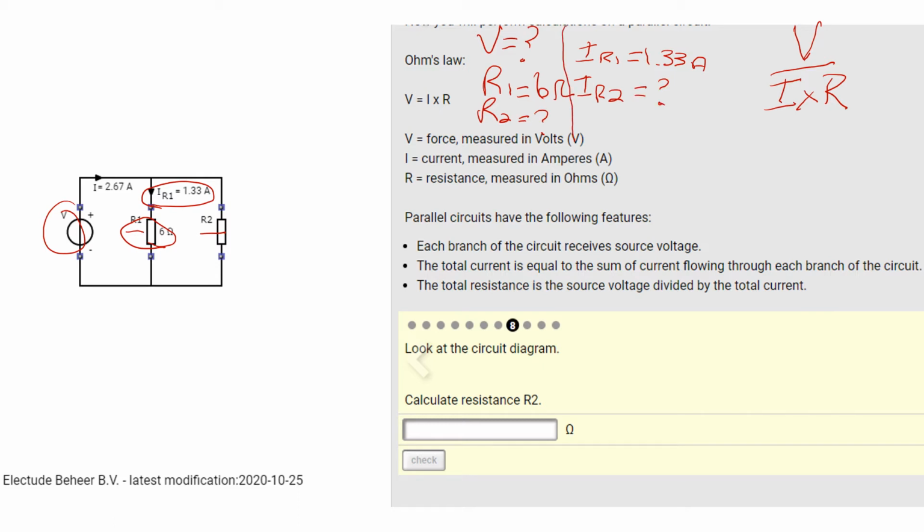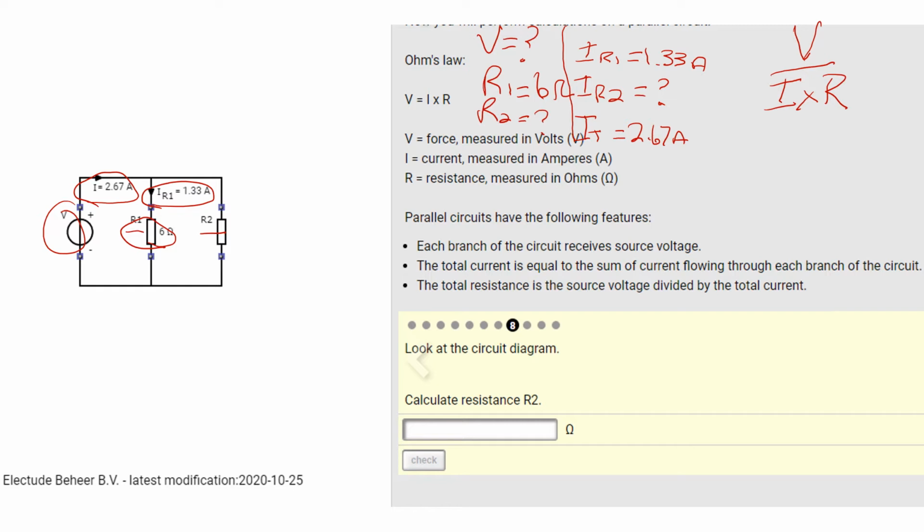Okay, but I do have extra information: I got a total for the whole circuit. So my total current equals 2.67 amps. Okay, so I have that.